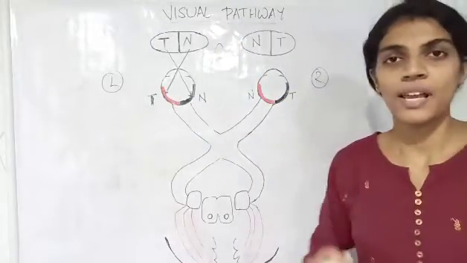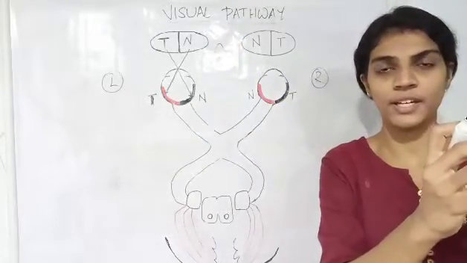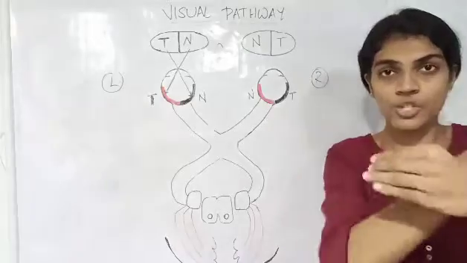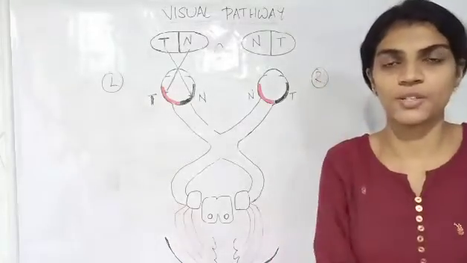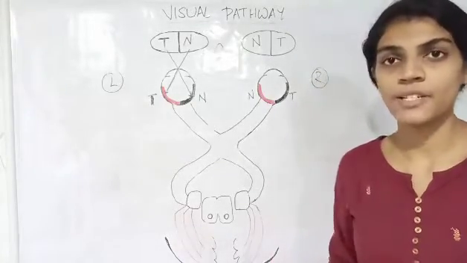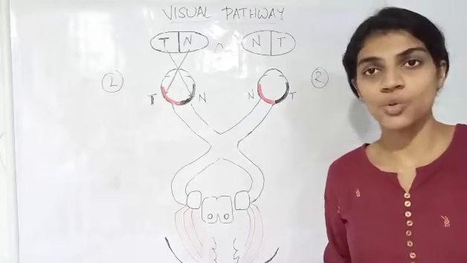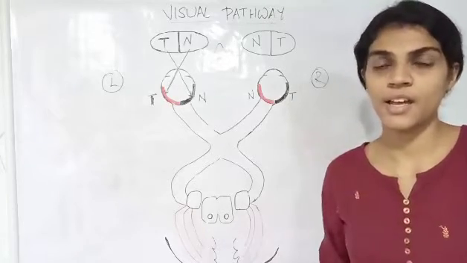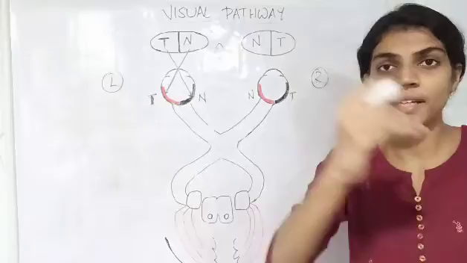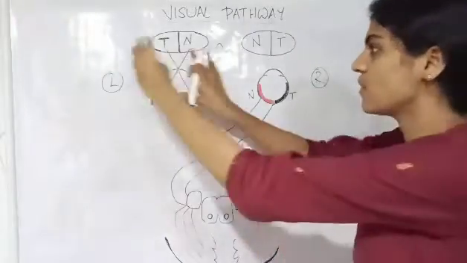Okay, so light from the visual field goes to the retina in the opposite direction. It crosses. That means from the temporal field, light rays go to the nasal retina, and from the nasal field, they go to the temporal retina. This is the case of the left eye.